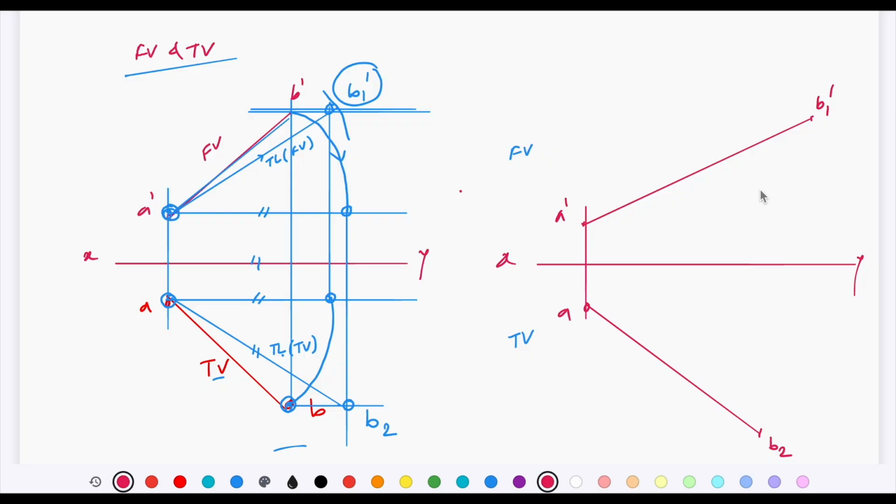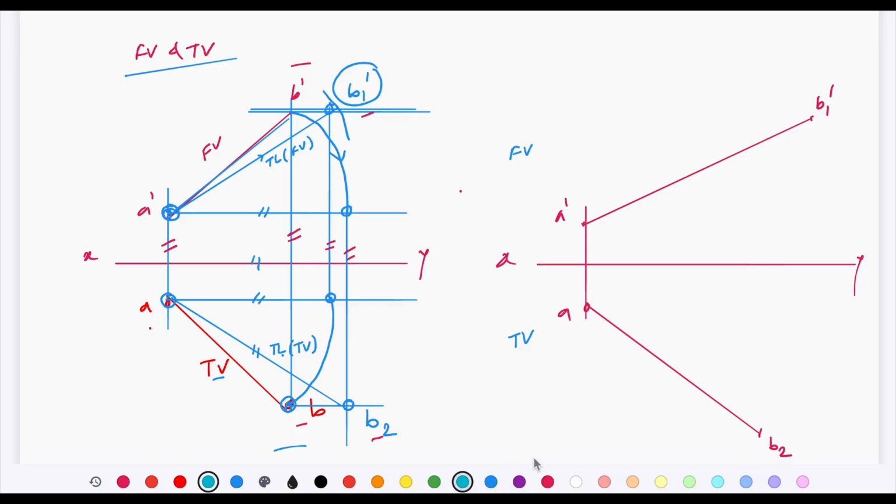Now B dash and B, that is front view and top view of B, lie on the same vertical projector. A dash and A lie on the same vertical projector, but B1 dash and B2 are never going to lie on the same projector. You can see clearly this is the projector of B1 dash and this is projector of B2, and those two are different. So don't expect that those two are going to be on the same projector.